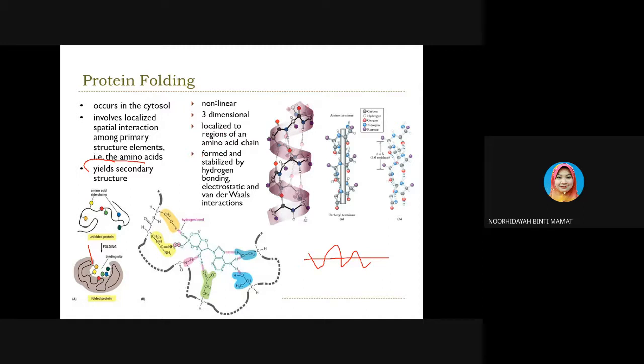Okay, and the secondary structure protein is formed and stabilized by hydrogen bonds, or electrostatic and van der Waals interactions. Okay, so this one is the effect caused by the linear amino acids being folded together.